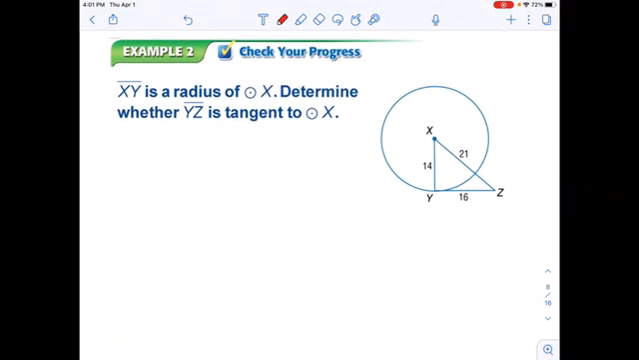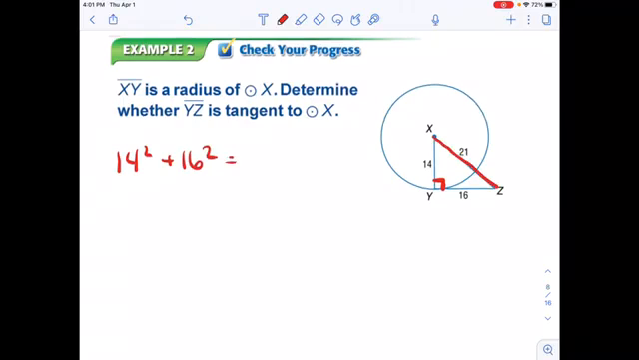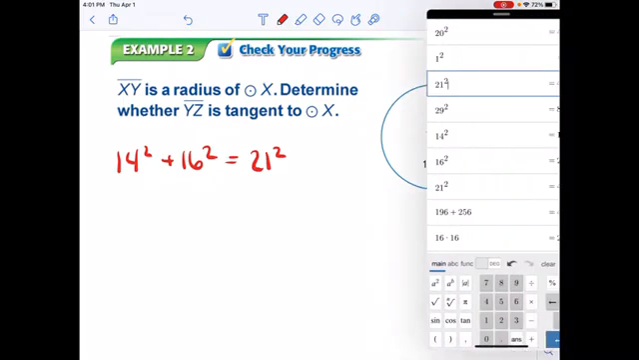We have another example of this. XY is a radius here. Determine whether YZ is tangent. Once again, we're just going to check to see if this forms a 90. So we take 14 squared plus 16 squared. Notice this has to be the hypotenuse. So that equals 21 squared.